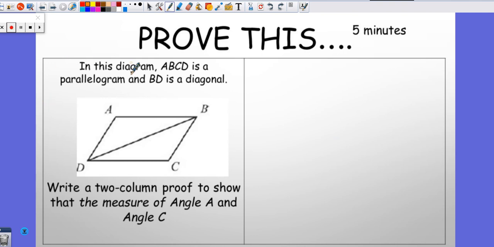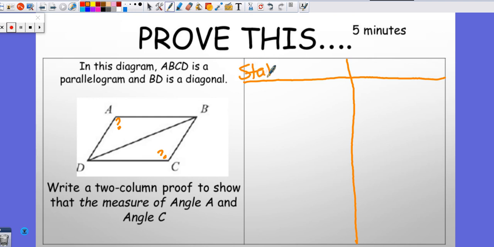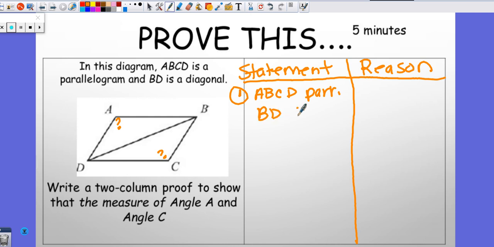It says prove that angle C and A are congruent. So we're going to put a question mark right here, a question mark right here. And it gave us the same information. So now we're proving that alternate opposite angles are congruent. So we're going to say statement, reason. Okay, number 1, ABCD is a parallelogram, and BD is the diagonal.